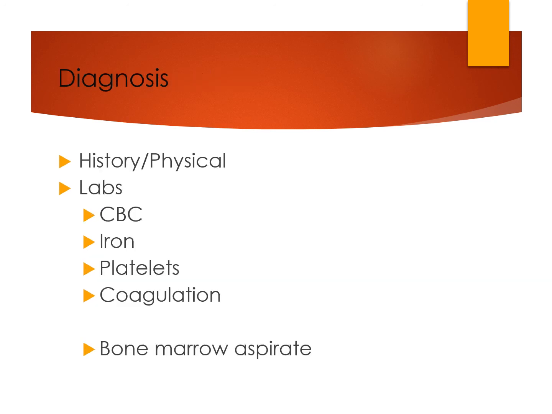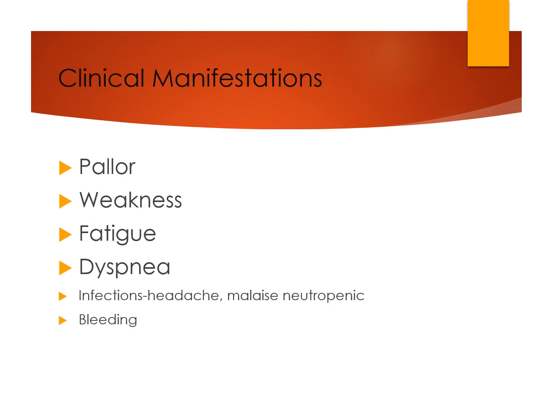Diagnosis is through a history and physical. Labs include looking for CBC, iron, platelets, coagulation exam. Again, bone marrow aspirate would be the best way to determine where the dysfunction is coming from. Clinical manifestations, again, are super similar to all of the anemias: pallor, weakness, fatigue, shortness of breath. Infections, as the bone marrow is being affected, headache, malaise, neutropenia, and bleeding.